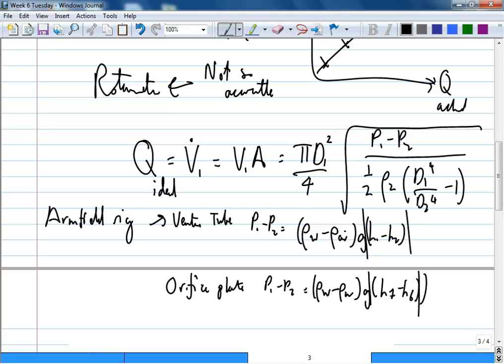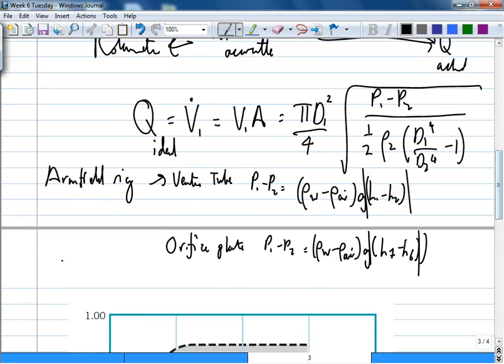Oh, sorry, it should be rho air. Okay? For those that did the deductor rig, I think the Venturi tube is one.